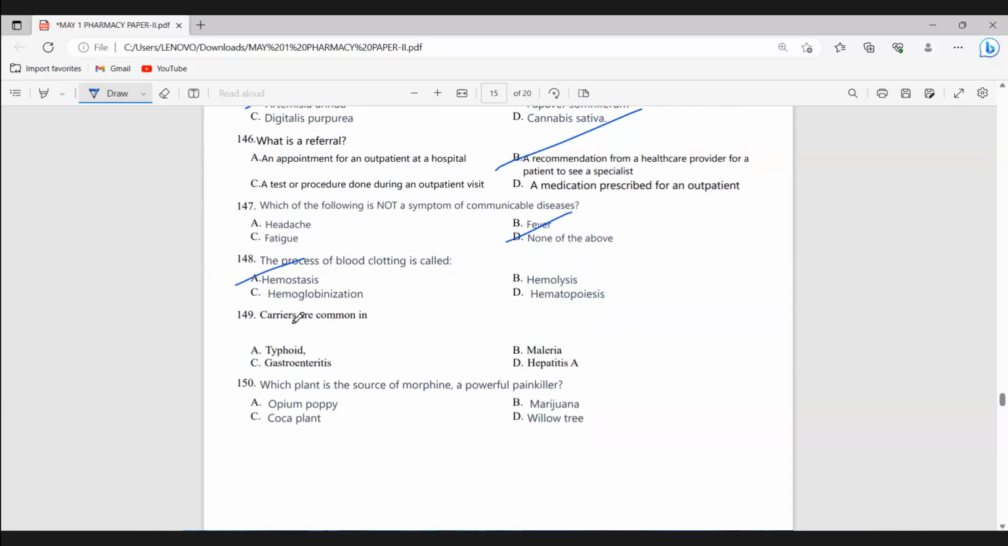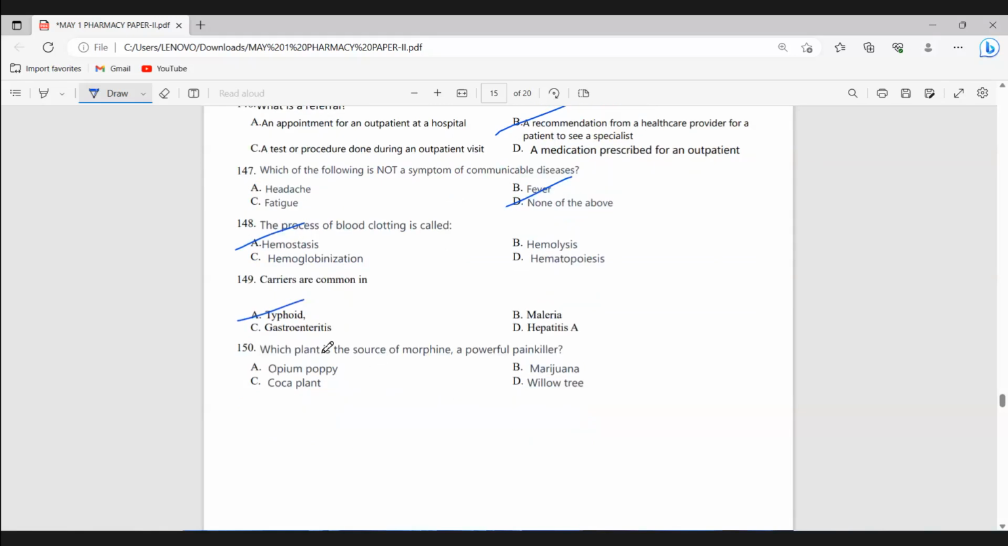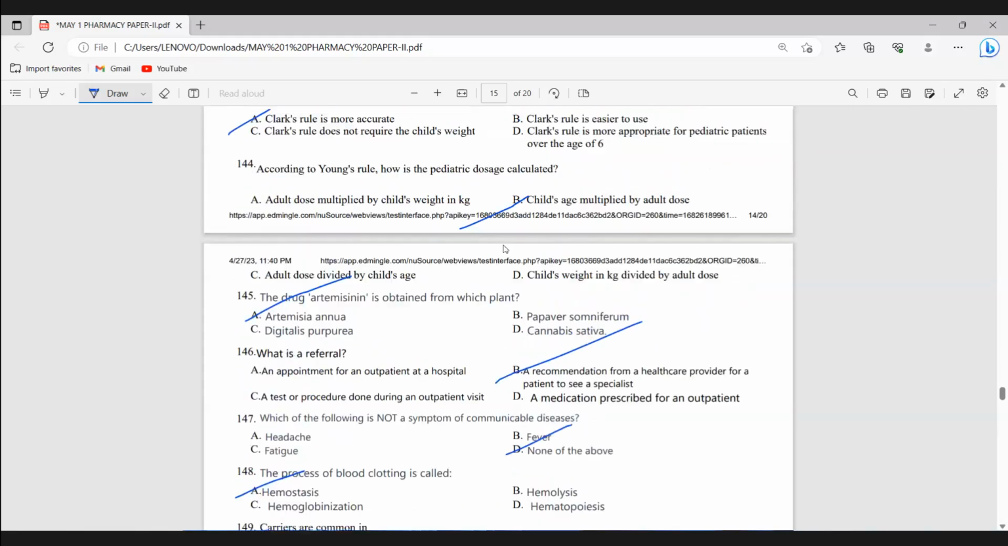Then 149, carriers are common in typhoid. And then 150, which plant is a source of morphine, a powerful painkiller? Source of morphine is opium poppy. Opium poppy. So with this, your paper discussion had completed.